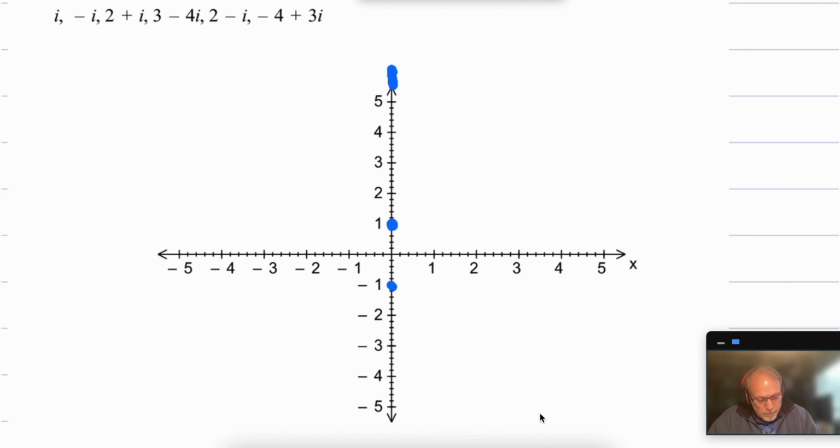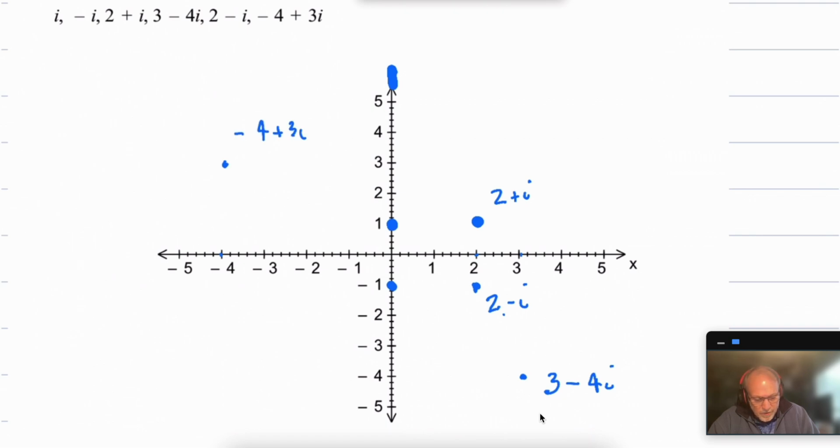2 plus i, so we go across 2 and then up 1, so it gives us 2 plus i there. Write that in, 2 plus i. And then 3 minus 4i, so we go across the 3 and down 4. This gives us the point 3 minus 4i. Then we have 2 minus i, so again we're going across the 2 but down 1 to this point, so that would be 2 minus i. And then we've got minus 4 plus 3i, so we go across the minus 4 and up 3. So this gives us the point minus 4 plus 3i.